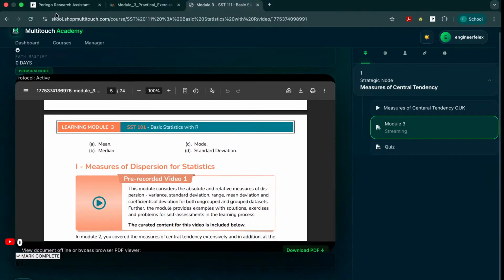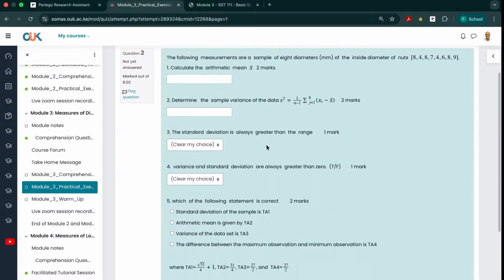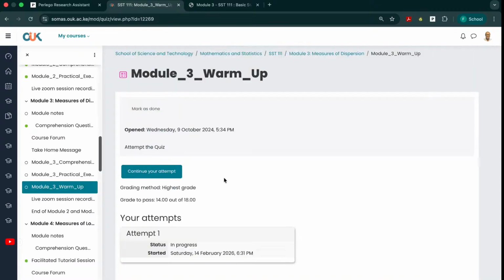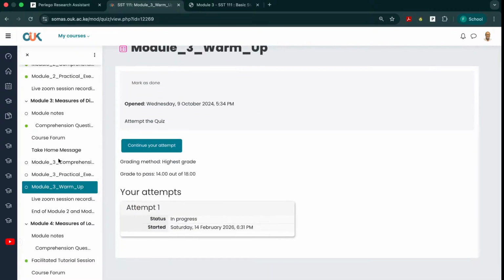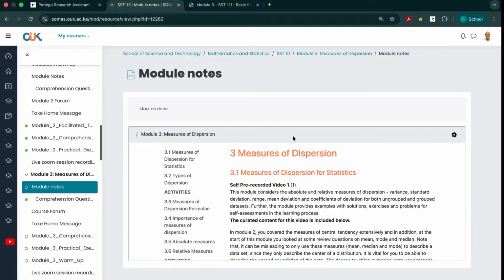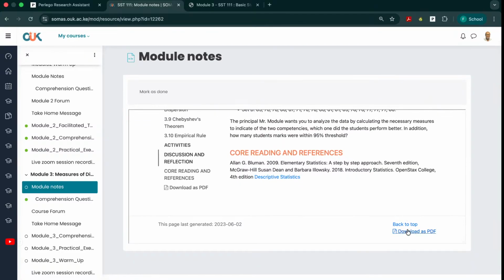I have a practice question that we'll do, and there are so many. But first, let us go through the note, then we talk about it.